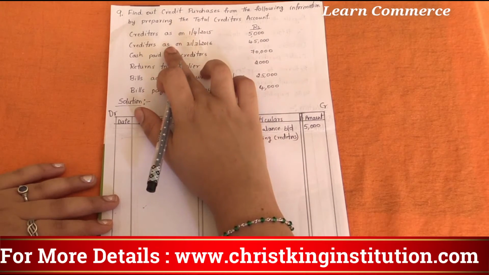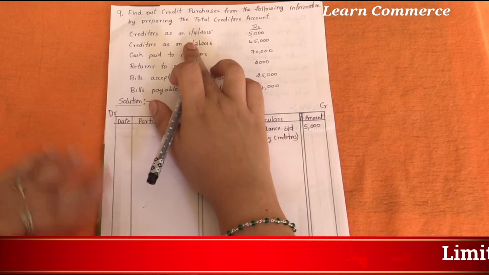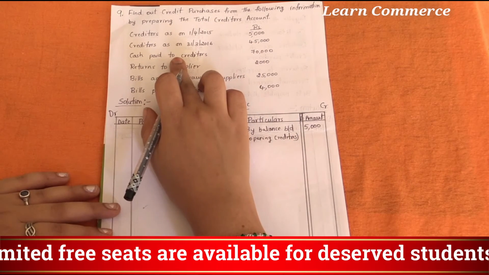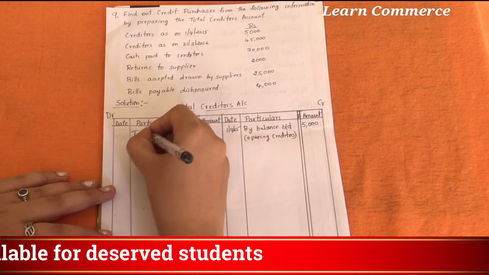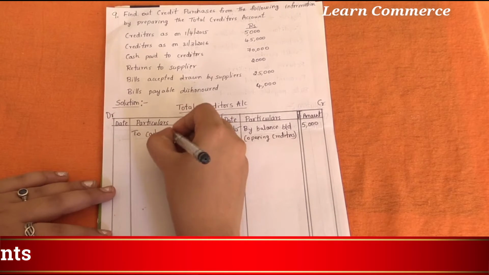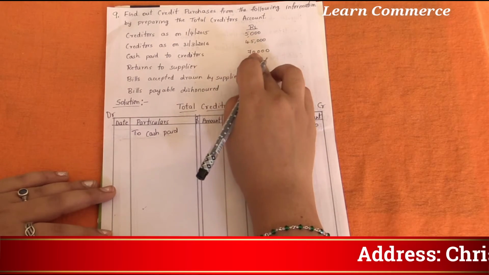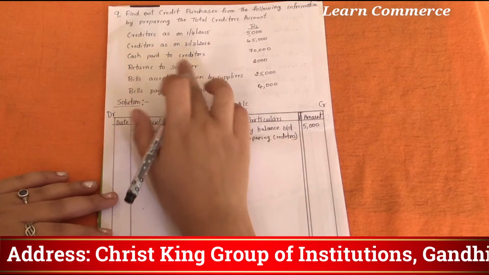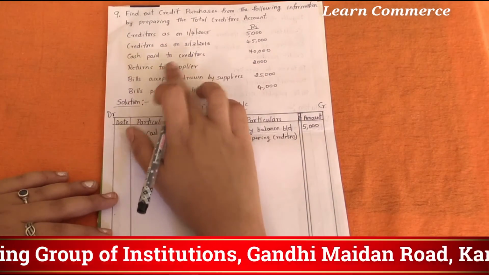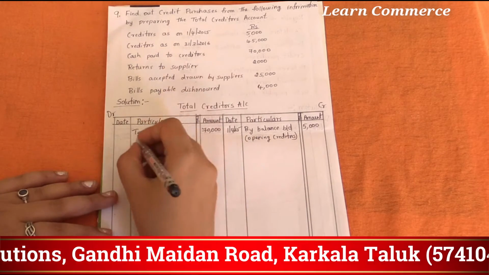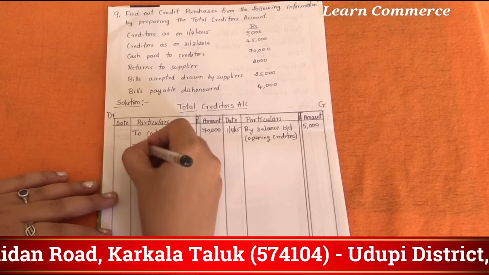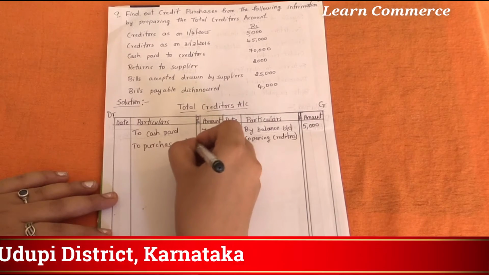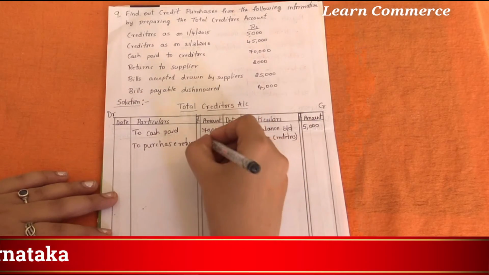Yes. Next one, creditors as on 31st March 2016, that is 45,000. This is the closing balance of the creditors. We should record at the end, not now. Then cash paid to creditors 70,000. This one we should record in the debit side. Write it here, to cash paid, that is amount is 70,000. Next one, returns to supplier 2,000. Returns to supplier is nothing but purchase return. Write it in the debit side. To purchase return. Purchase return amount is 2,000.